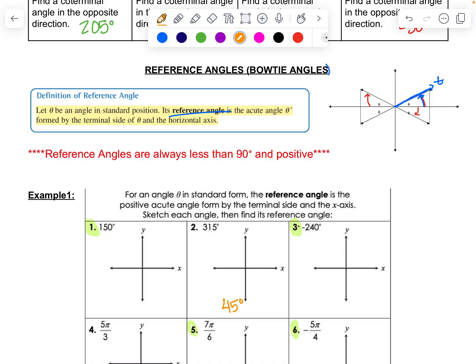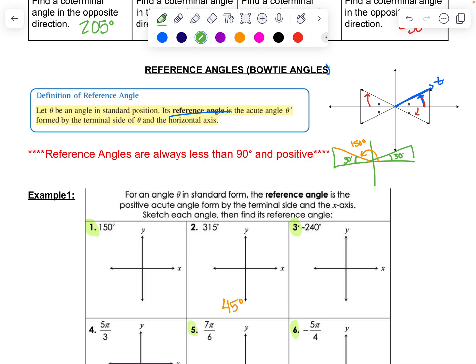Because no matter, we can have the same reference angle in all 4 quadrants. So I can have a 30-degree reference angle in the first quadrant, in the second quadrant, in the third quadrant, in the fourth quadrant, all with a different standard form angle. What do I mean by that? If I have a 30-degree reference angle here, 30 degrees is my standard angle. Well, a 150-degree angle also creates a 30-degree reference angle in the second quadrant because that's the measure to the closest x-axis, okay?